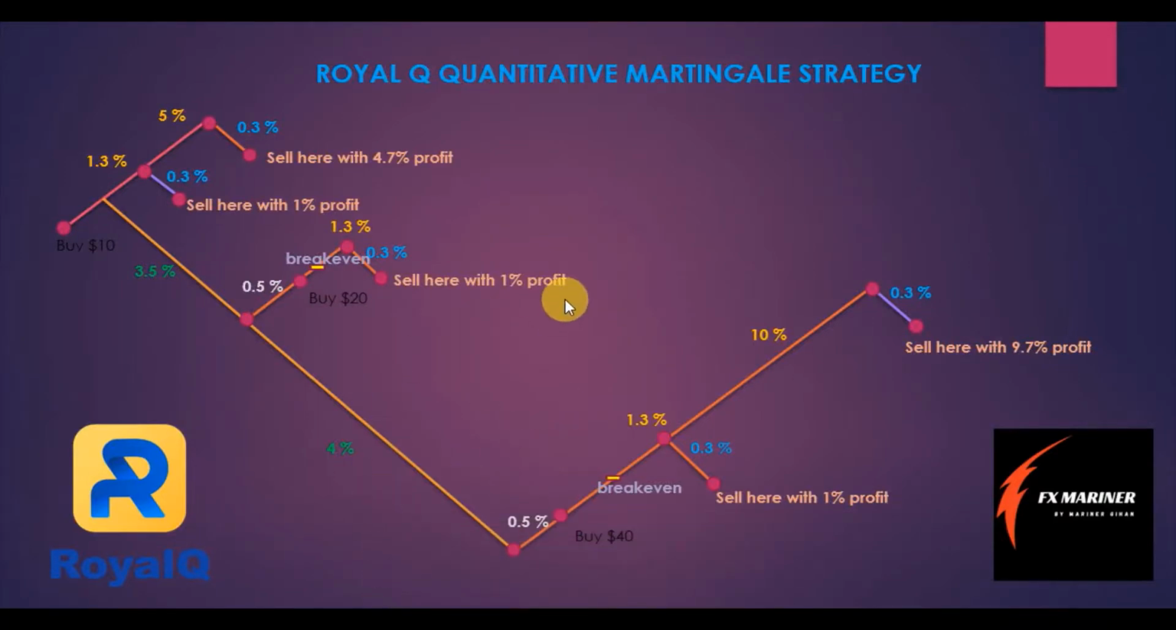Today in this video I am going to explain how this Royal Cube quantitative martingale strategy works. For the people who don't know about this, Royal Cube is a crypto trading bot that you can connect your Binance or Huobi account to. This Royal Cube bot will work for you once you connect your exchange. So it will work 24 hours according to this martingale strategy.